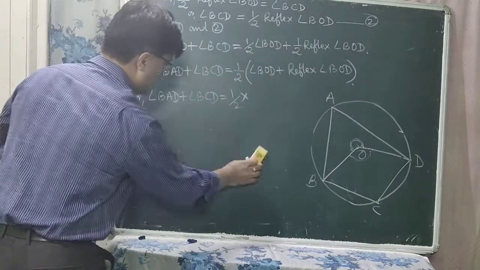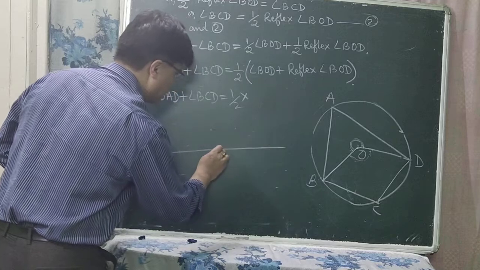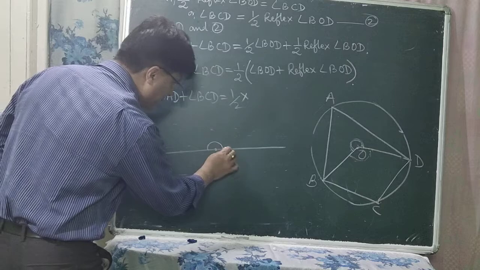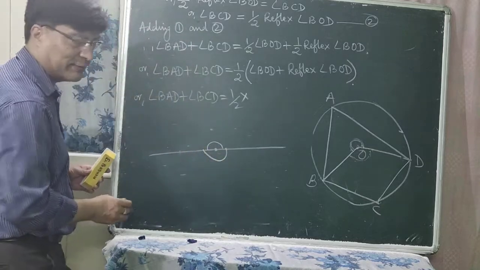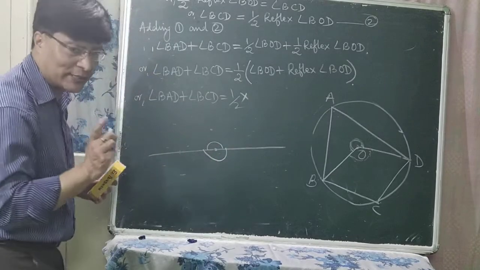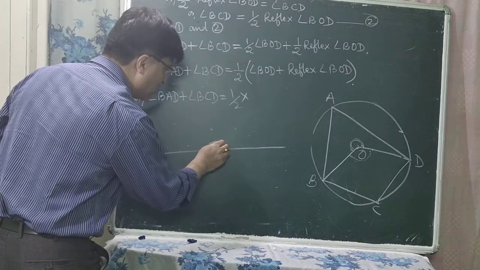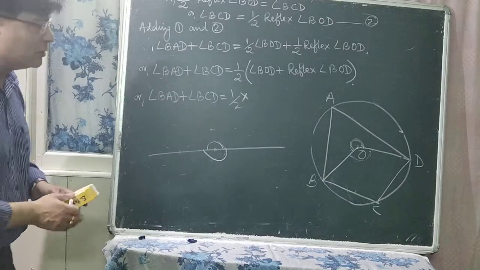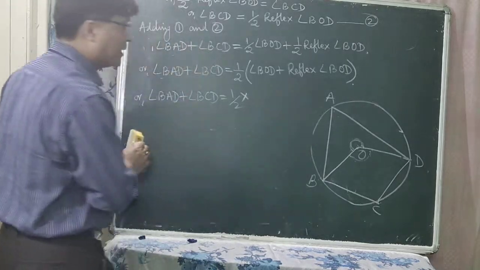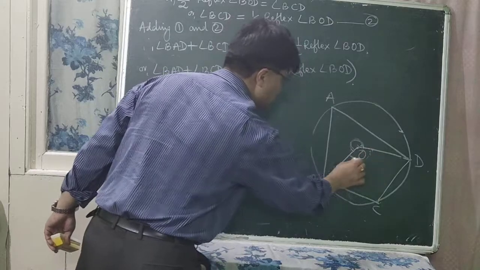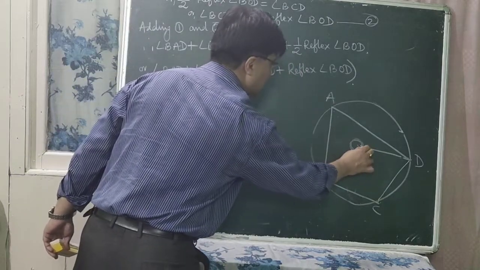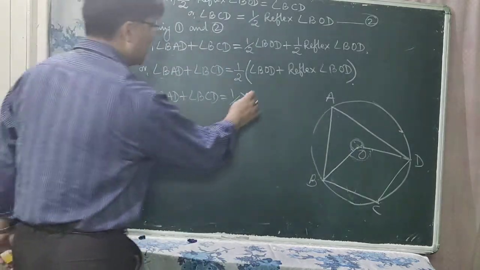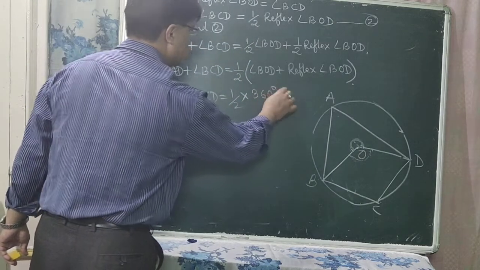You know that if you draw a straight line and mark this point, this straight angle will be 180 degrees and this angle is also 180 degrees, right? So 180 plus 180 is 360. So what is the angle around this point? It is 360 degrees. So we can write here, this angle BOD is this angle and reflex angle BOD is this remaining angle. If you add these two angles, you will get 360 degrees.